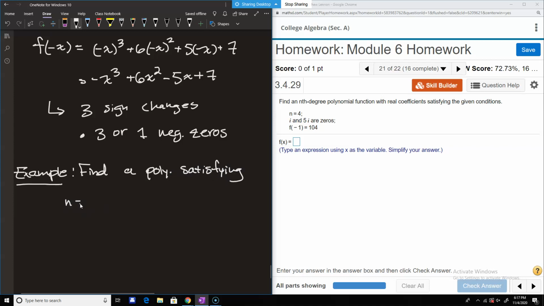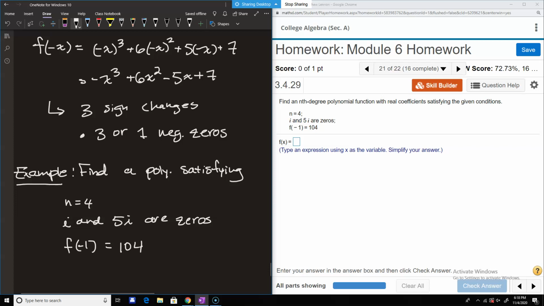N equals 4. i and 5i are zeros, and f of minus 1 equals 104. Do you guys remember where i comes from? What is that an equation to? So square root of negative 1, which comes from the equation x squared plus 1 equals 0.